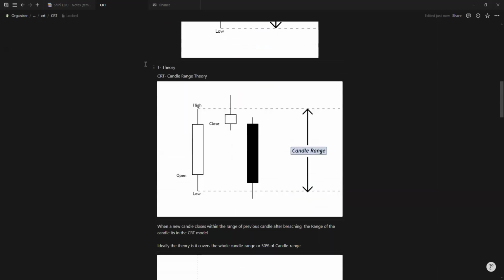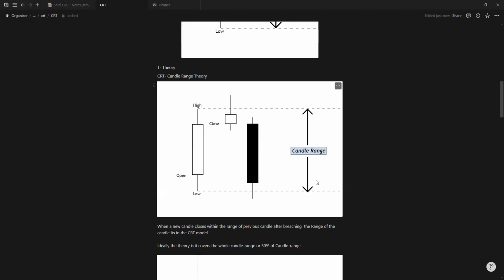Okay, T stands for theory. It's theory regarding candle range. So CRT stands for Candle Range Theory. So let's see what the theory means in theory. When a new candle closes within the range of the previous candle after breaching the range of the candle, it's a CRT model. Well, it's complicated, but I will explain this part.